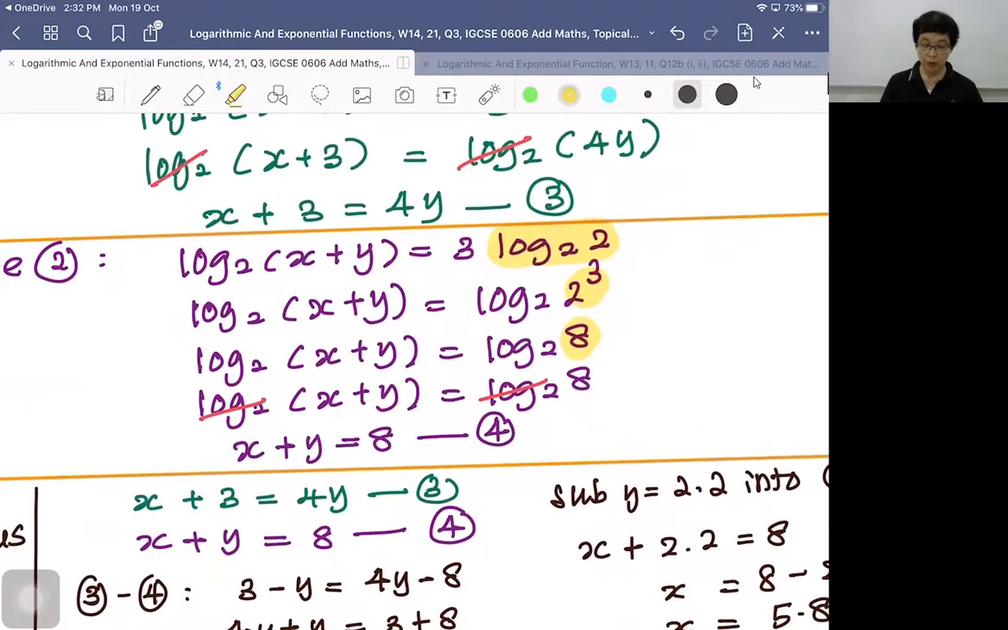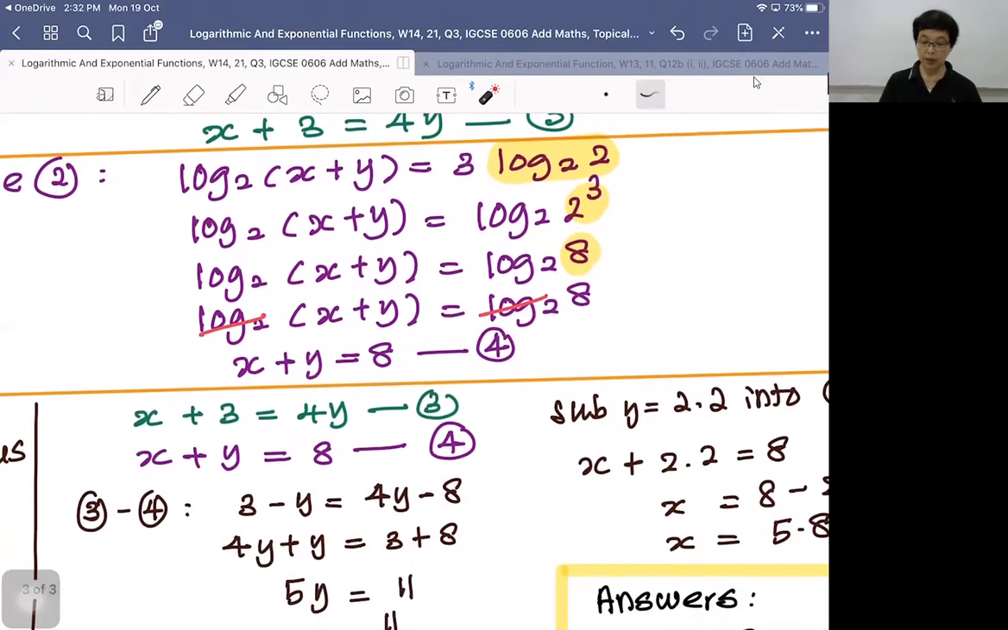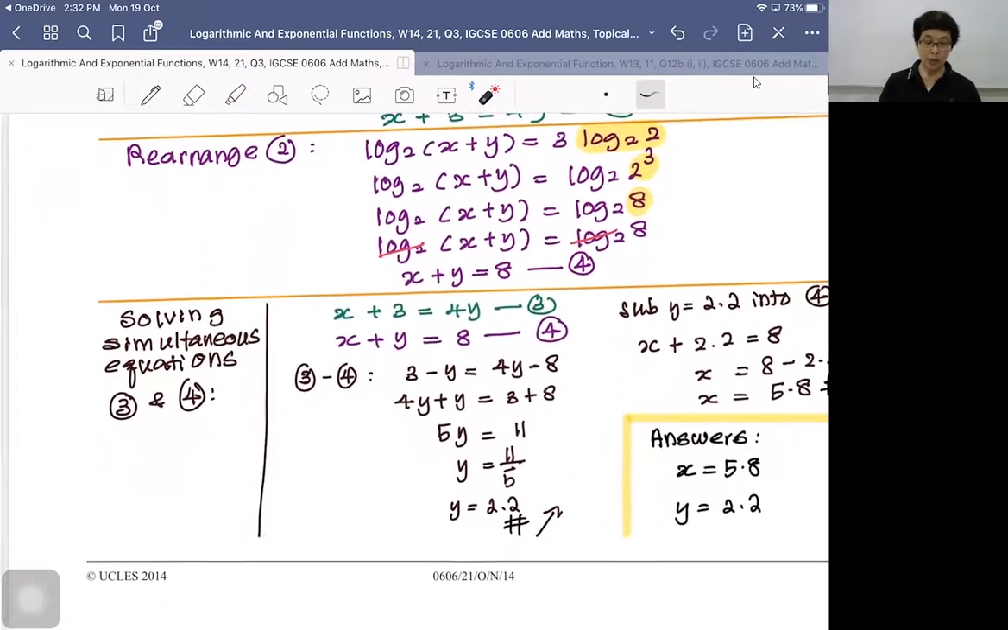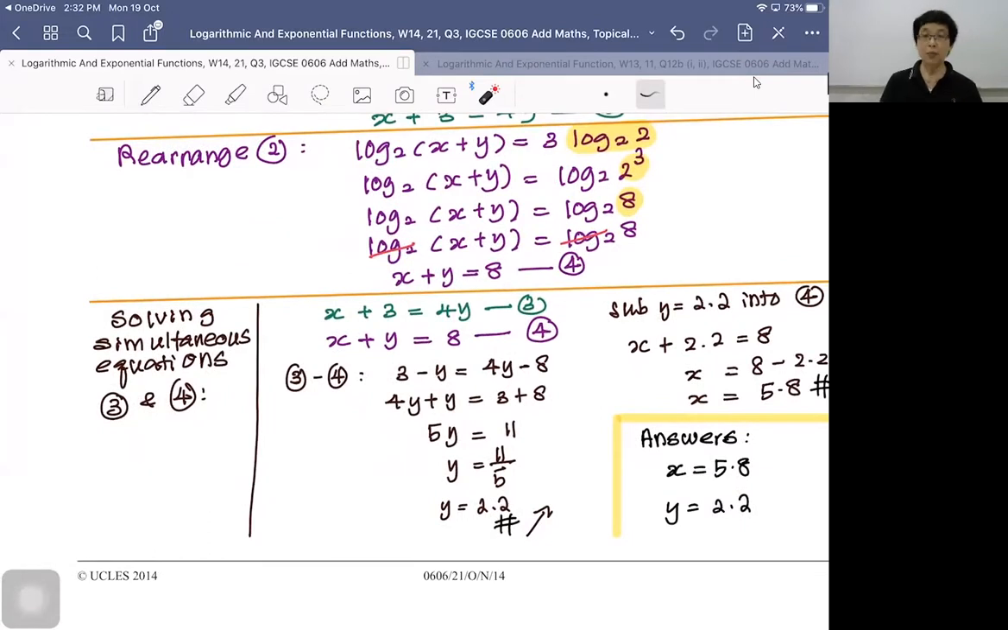Now you are left with a really simple linear equation, x plus y equals 8, and let's name it equation 4. Now we proceed to solve the simultaneous equations. From here onwards, you can pick your own favorite method. You can choose the elimination method, or you can choose the substitution method.